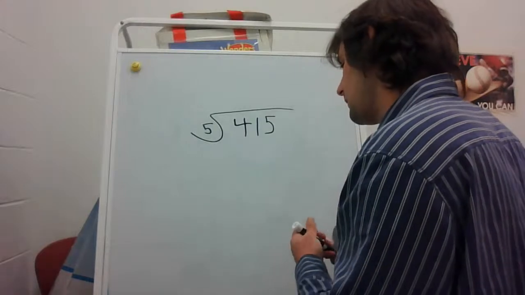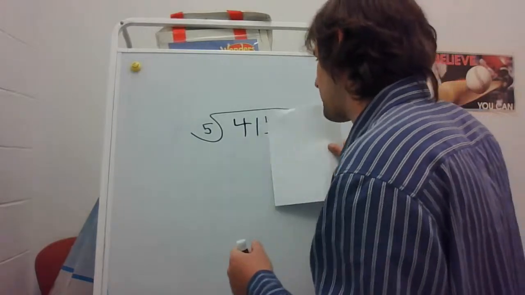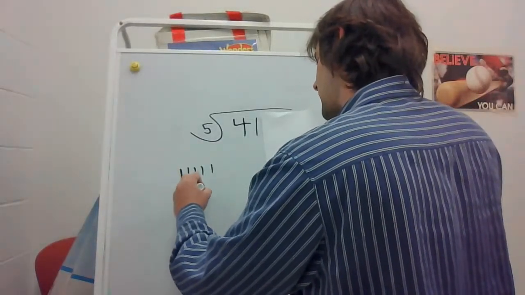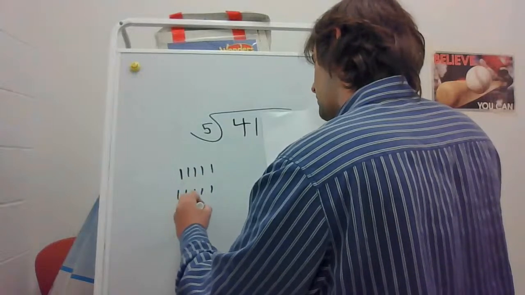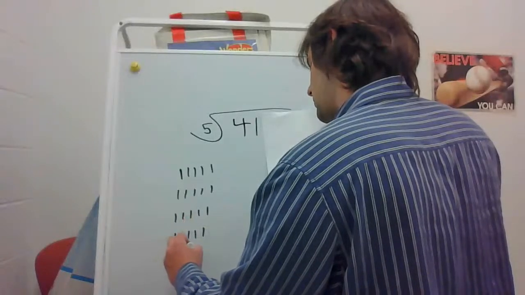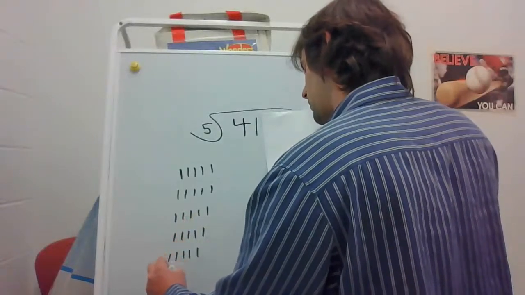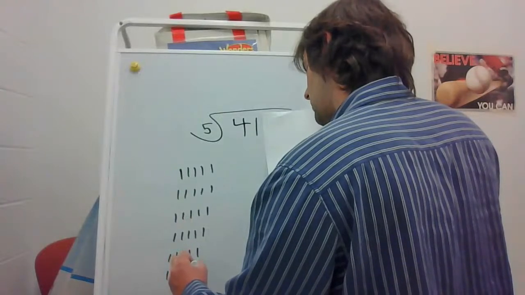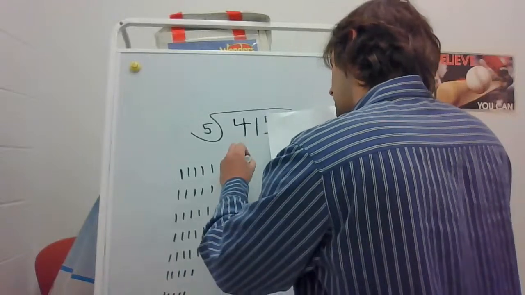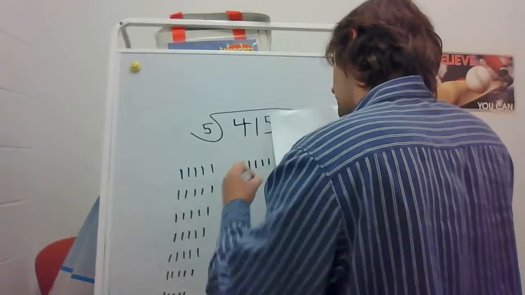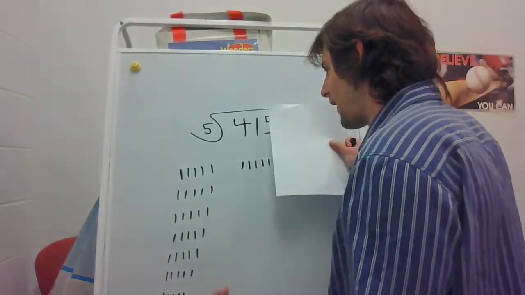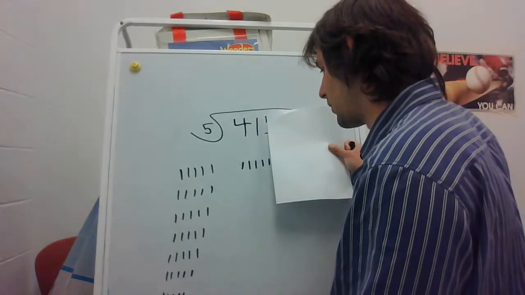So, if I were to make my groups all over again, 1, 2, 3, up to 40. Now, if I keep counting, if I do another group of 5, I'll be at 45. So I can't get another group of 5 within the number 41.